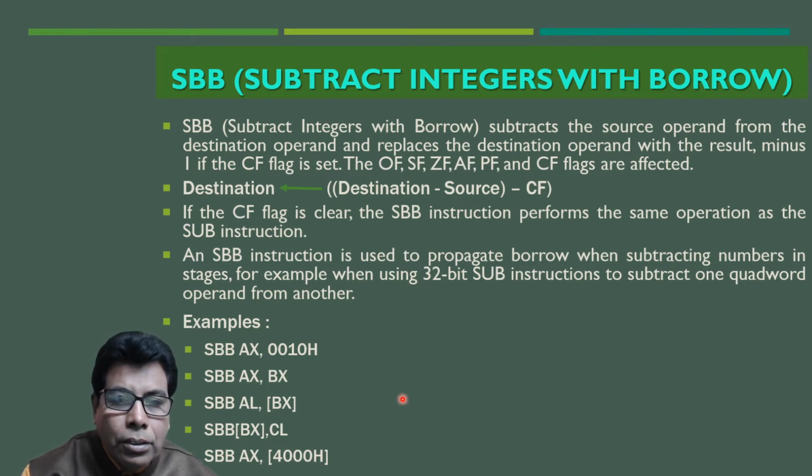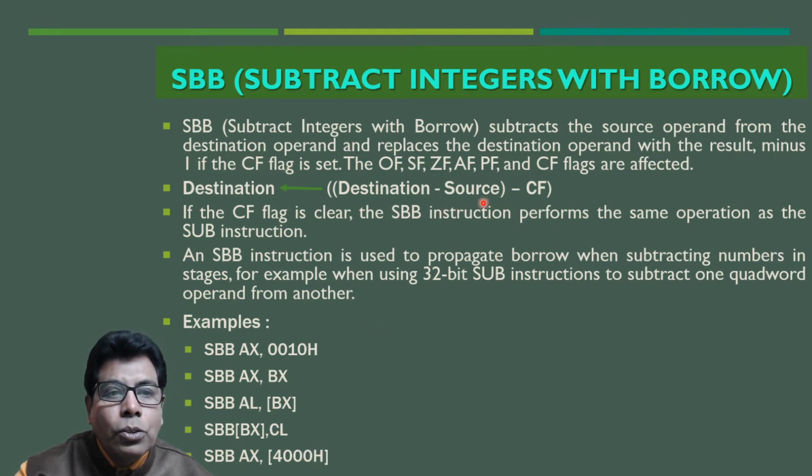Then subtract integer with borrow, SBB. It subtracts the source operand from the destination operand and replaces the destination operand with the result, minus 1 if the carry flag is set. That means destination minus source minus the carry. If the carry flag is clear, it is the same operation as the SUB instruction. Then let us take examples. Here SBB AX, 0010. This is a 16-bit operand, so that will be subtracted from the AX register.